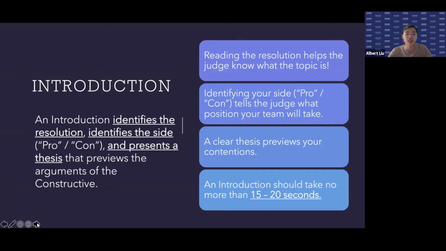The introduction is pretty simple. You're going to identify the resolution, identify the side you're on, and present a thesis. Make sure that you are reading the resolution word for word. You're identifying your side, whether you're affirming, pro, or con, and you are making a clear thesis statement, previewing your arguments inside of the introduction. Your introduction should take no more than 15 to 20 seconds, but if you stretch it to 30, that should be fine. Just make sure that you have enough time for your contentions.